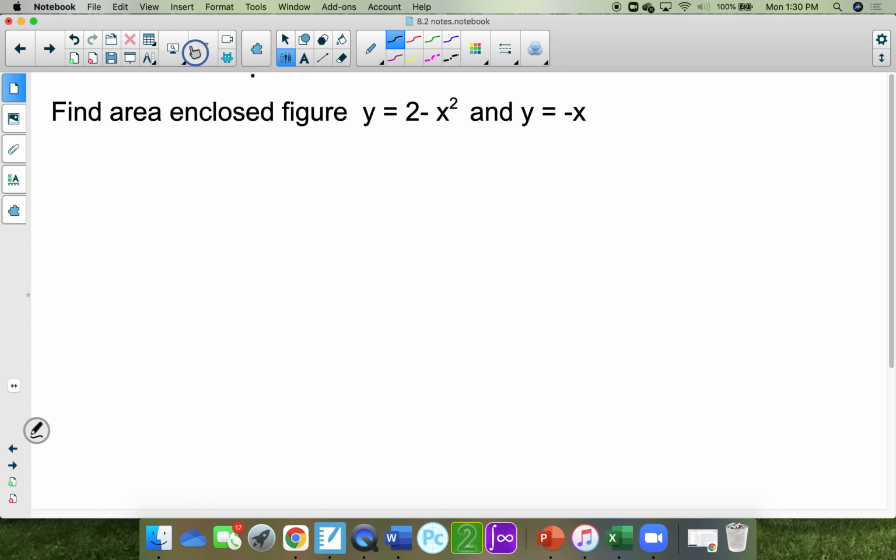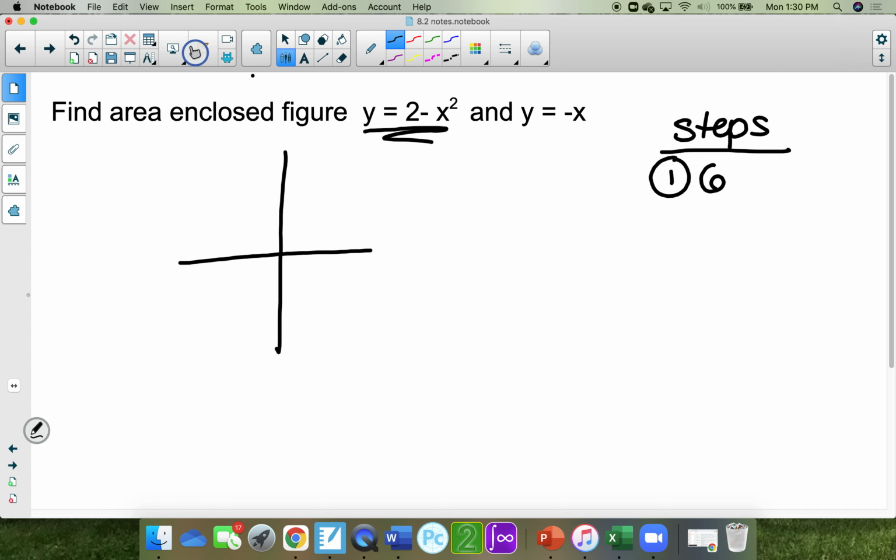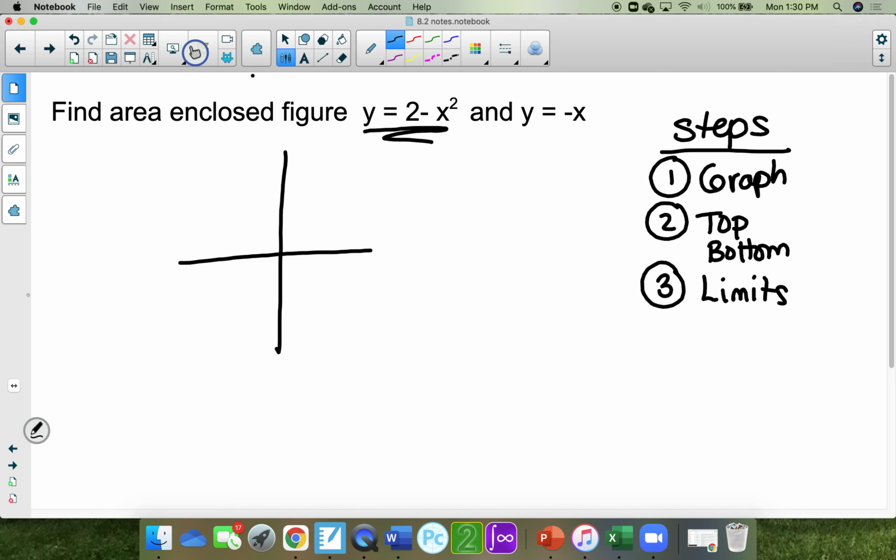Okay, let's keep doing this. I'm going to try to not use a calculator throughout the section, and see what we can do. These are the steps to help you do this section. The first thing you have to do is graph, because you need to figure out which is the top and which is the bottom. Then you need to figure out what your limits are. And then you need to anti-derive, or integrate, to solve the area.